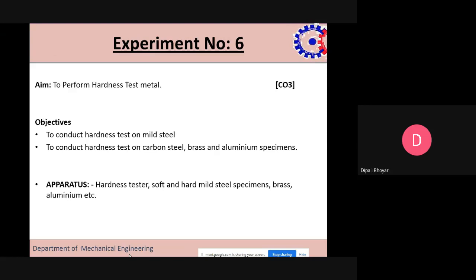So what are the objectives? There are two main objectives. First, to conduct the hardness test on mild steel, and then to conduct the hardness test on carbon steel, brass, and aluminium specimens. What apparatus do we require? The apparatus required are a hardness tester, soft and hard mild steel specimens, brass, aluminium, etc.